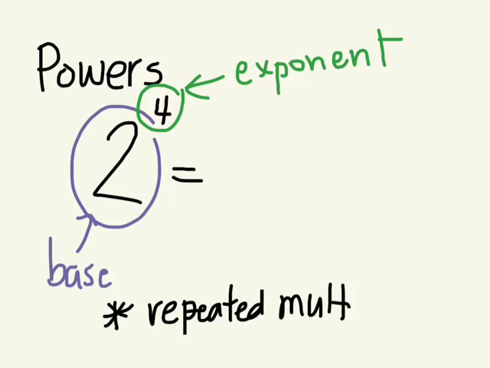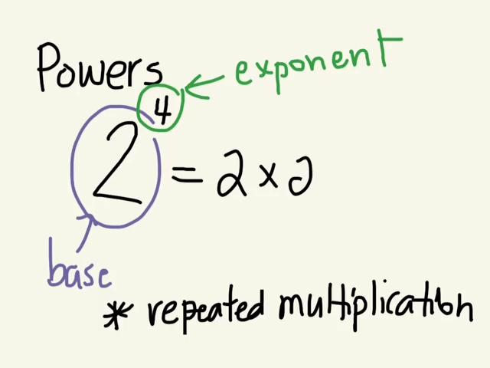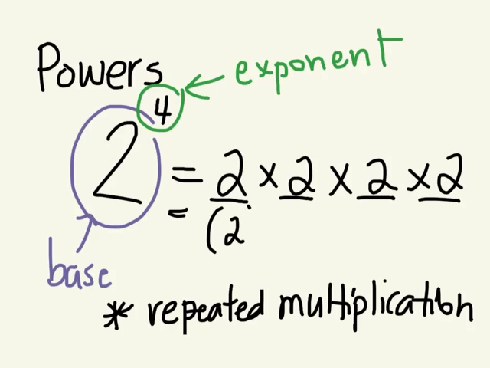You guys should be taking notes here. It's repeated multiplication. The base tells you what number is being repeatedly multiplied, and the exponent tells you how many times to multiply it. So 2 to the power of 4, how would I represent that as repeated multiplication in expanded form? Good. I'm writing the base 4 times: 1, 2, 3, 4.